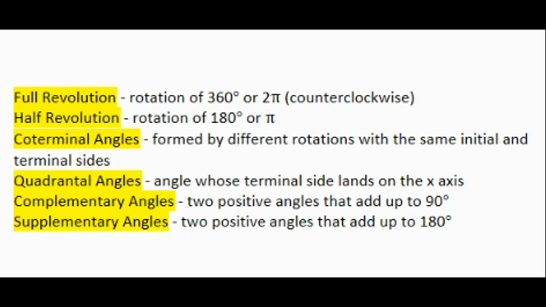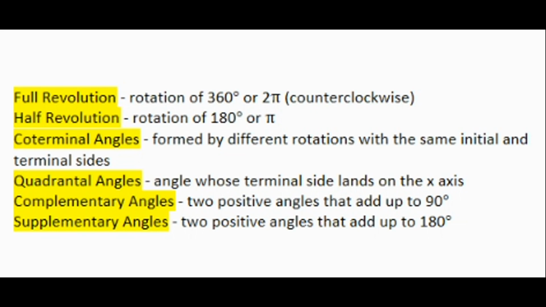Now I will go over a little bit more vocabulary in order to better understand the unit circle and the different components of trying to find radian and degree measures. To add on to the vocabulary, we have a full rotation, which is a rotation of 360 degrees or 2 pi. We have a half rotation, which is a rotation of 180 degrees or pi.